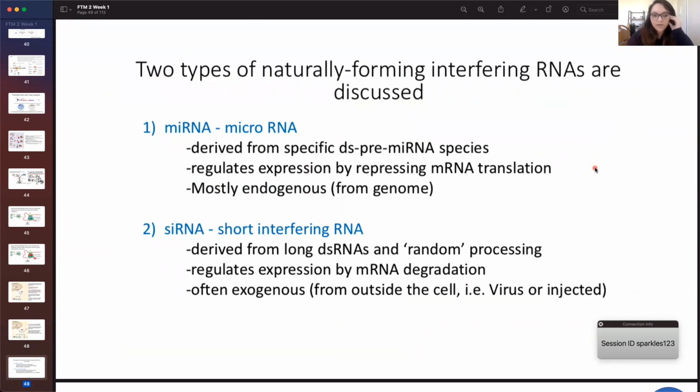And then it's also going to be derived from double-stranded RNA, but so is your miRNA, the double-stranded pre-miRNA. So they're both starting out double-stranded, and both of them are going to be separated by that dicer before they go and bind to their target mRNA. And then you just should probably know that your siRNA is often exogenous. So like Kishore said, viral, or it could be injected.